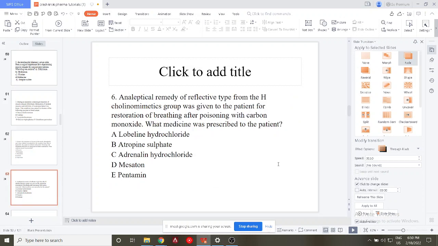Okay, someone please answer this. An analeptic remedy of reflective type from the H-cholinomimetic group was given to a patient for restoration of breathing after poisoning with carbon monoxide. What medicine was prescribed to the patient? It's lobeline hydrochloride. Yes, that's correct. Lobeline hydrochloride.